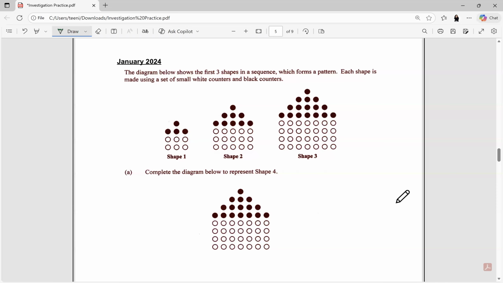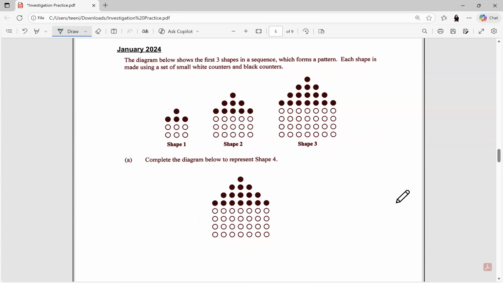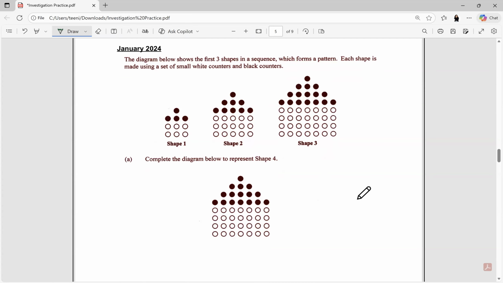Right. So at this point, actually, let's do this one together, right? Take a minute, look at the diagram, and tell me if you're seeing a pattern. And then we're gonna complete this diagram to represent shape 4. So I'm gonna pause it, take a few minutes to figure it out.